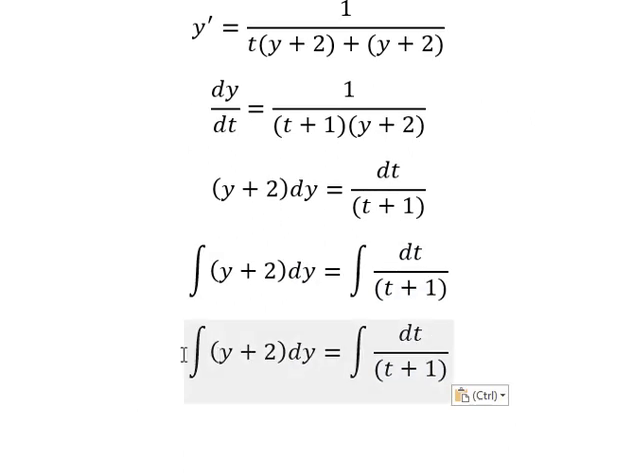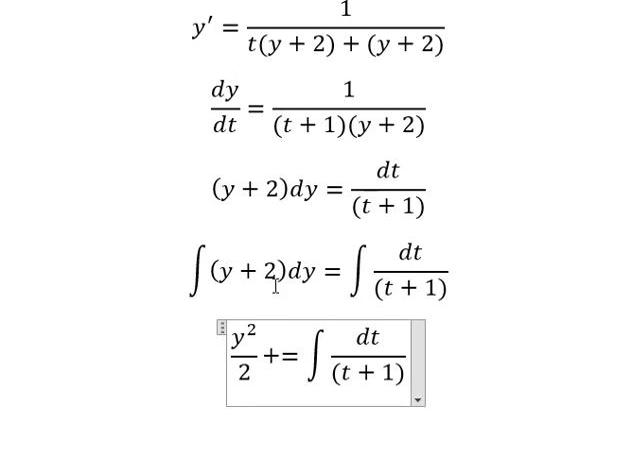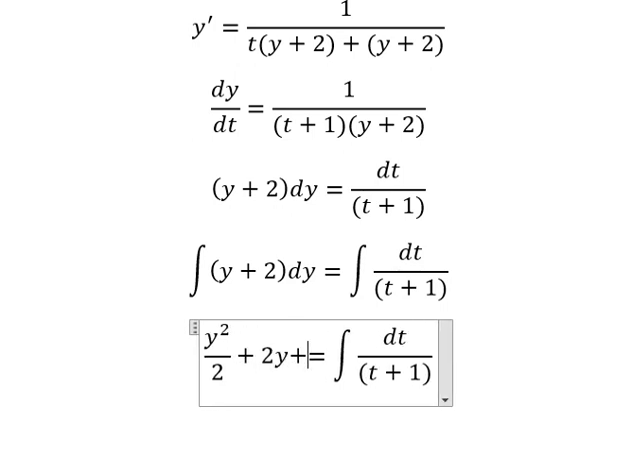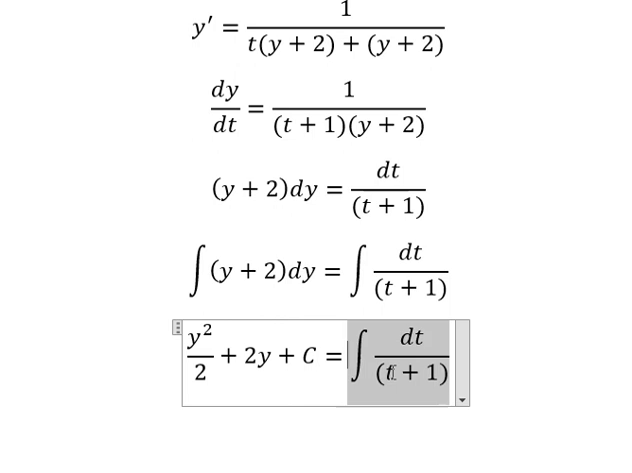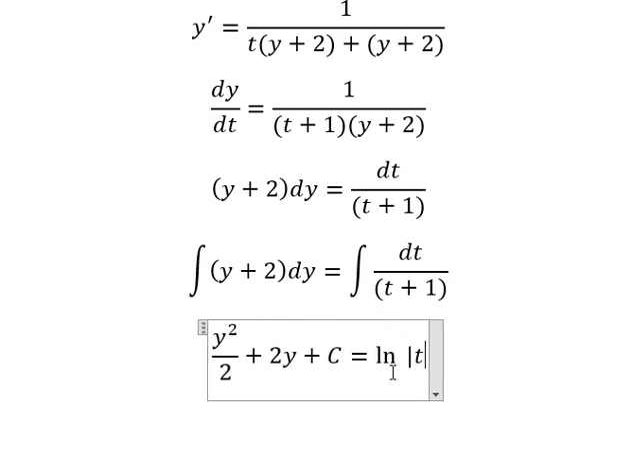The integration of y, we have y squared over number 2. This one we have 2y and I will put c. This one we have ln of the absolute value of t plus 1.